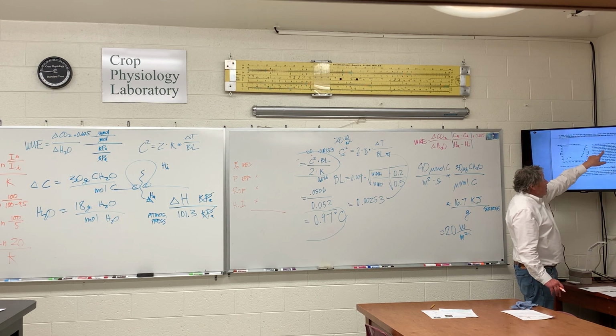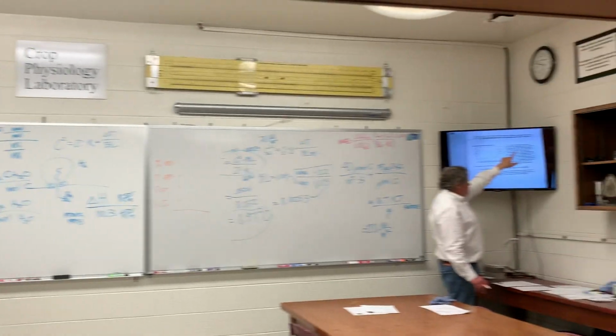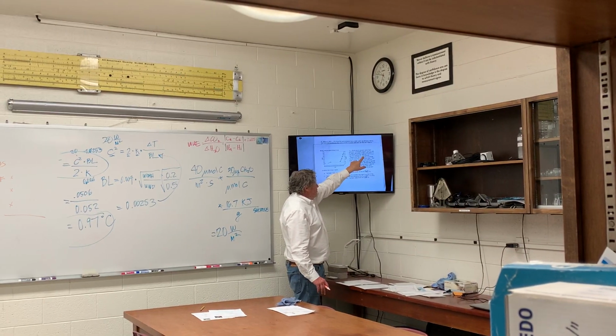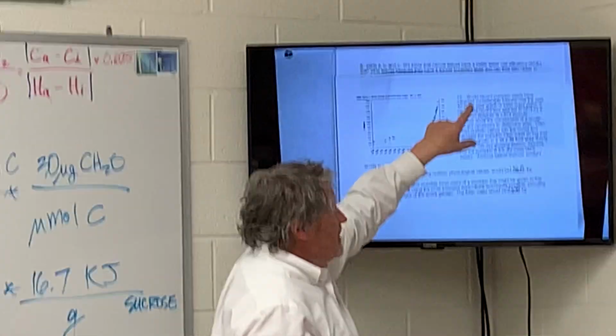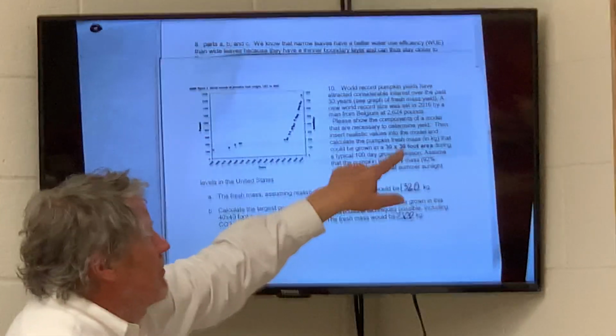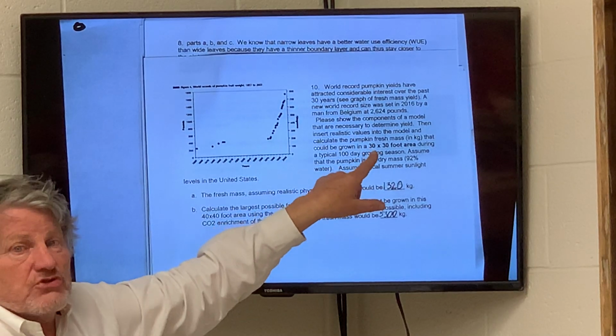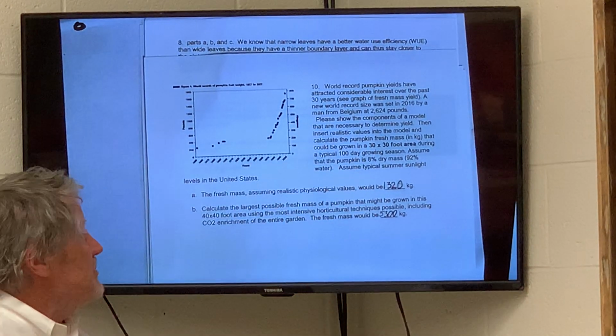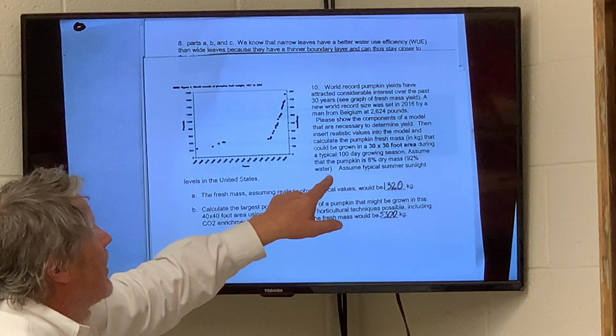This is the current world record, by the way. This guy in Belgium, 2,624 pounds. It hasn't been broken yet. So 30 by 30 foot area, now you need to get that number in meters squared, because that's how much light's going to be available.